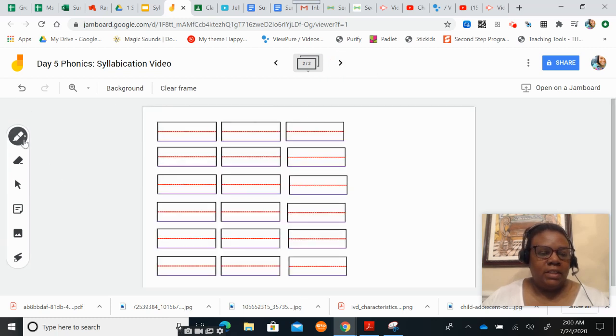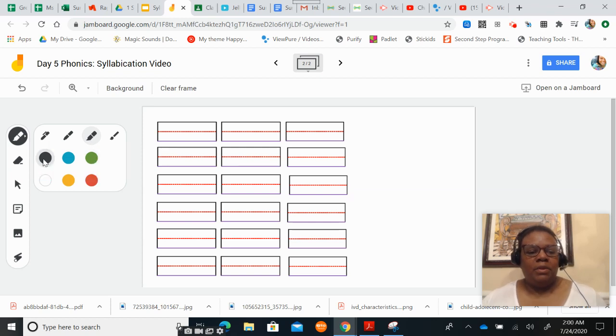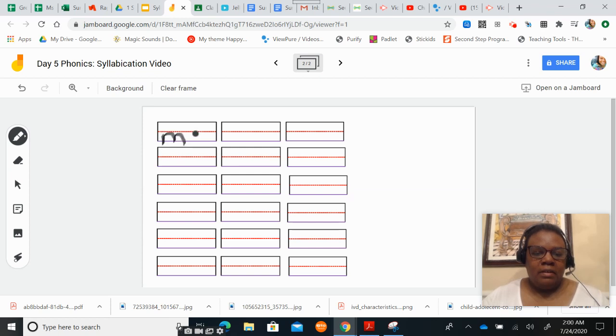The word is magnet. First I'm going to clap the word magnet. And then I'm going to write mag, and then net, n-e-t. The third box is for 3-syllable words. The 2 boxes are for 2-syllable words.